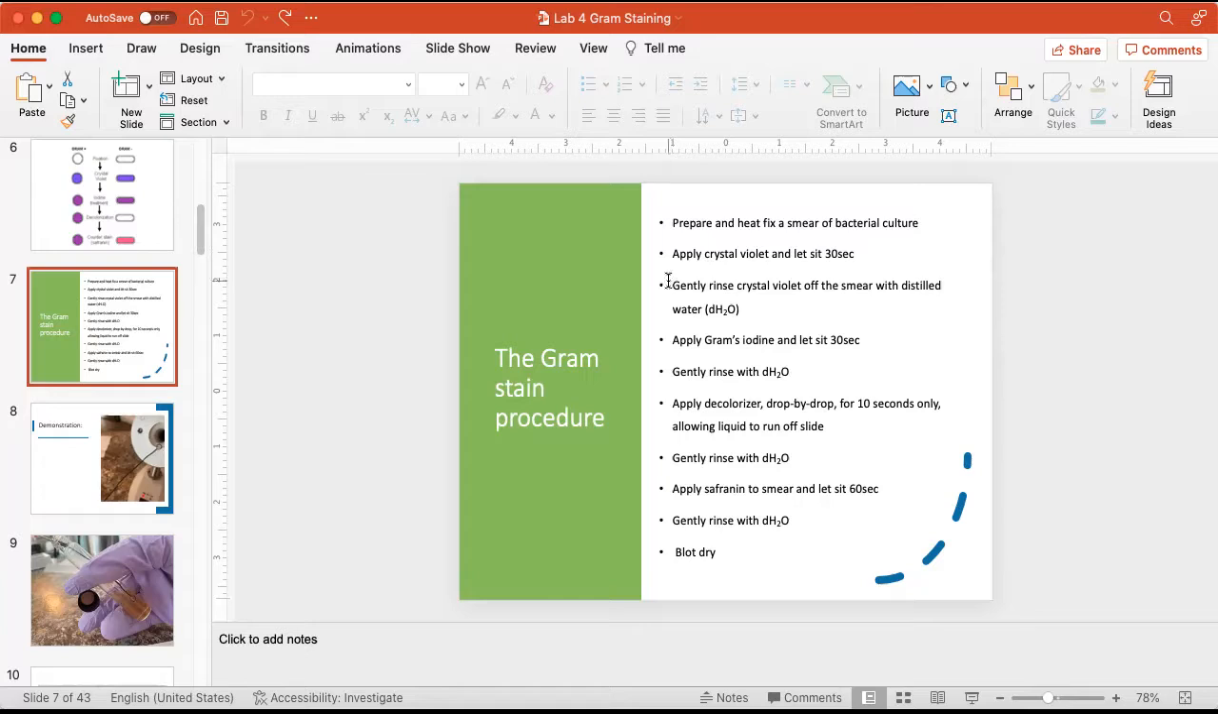Next, we're going to gently rinse off the crystal violet, and we're going to use distilled water. That's what lowercase d H2O symbolizes, distilled water. Now, distilled water has had things removed from it. It's a way to sort of purify water.